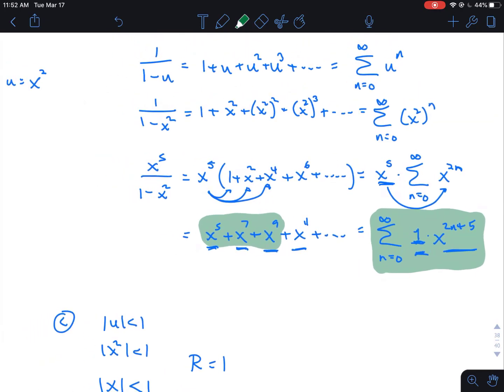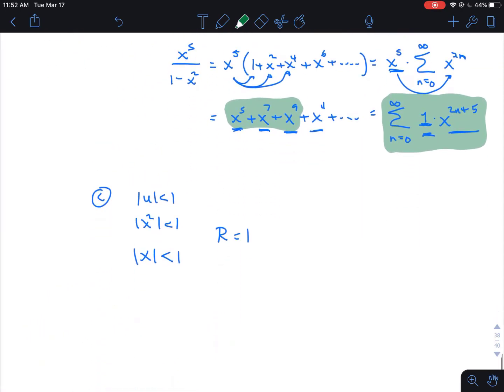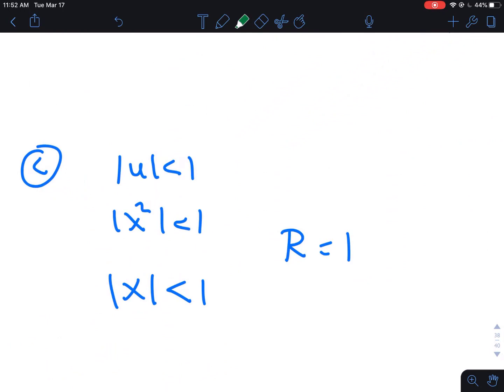As for part C, very similar to our last one, we know that in order to use this whole 1 over 1 minus u business, the radius of convergence is 1. Well, we had a u substitution. We didn't have just u's, we had x squared's, and so we should substitute in x squared instead of our u, and then we can take the square root on both sides of this inequality.